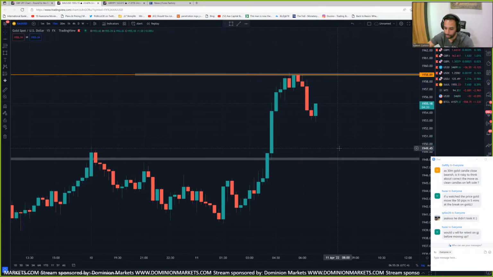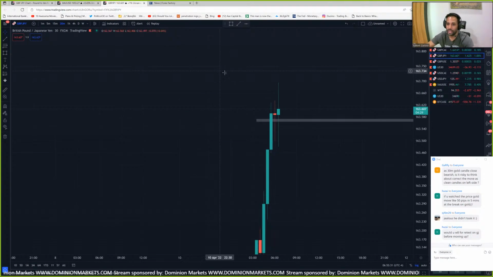Would you wait for a retest on GJ before moving up? I would wait for a retest on GJ. I would wait for price to move down, create support, and then move up.